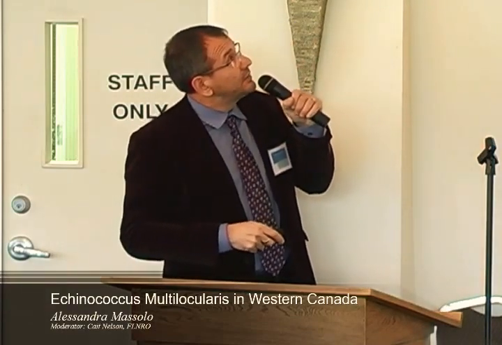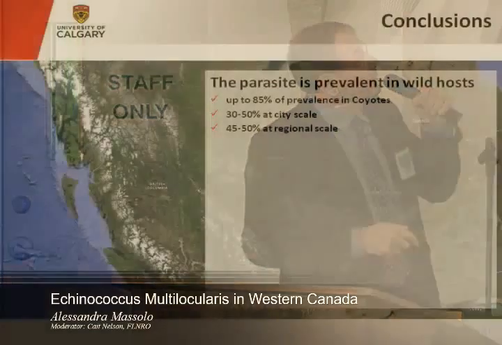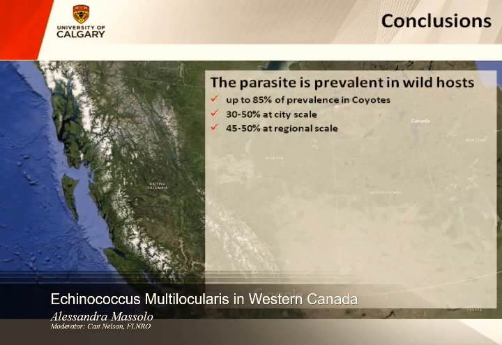So in conclusion, what we have now is that the parasite is prevalent in wild hosts, and just so you know, this prevalence is very heterogeneous. There is one park called Beaumont in the city of Calgary, in which 9 out of 10 coyotes are positive. And the 2 dogs that were found positive in the city of Calgary, guess what? They were both walked in Beaumont.